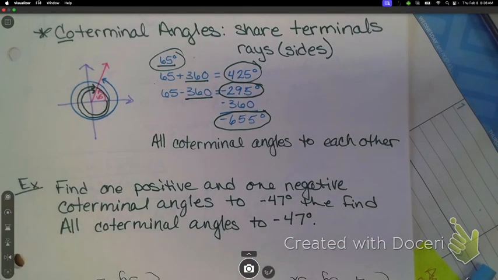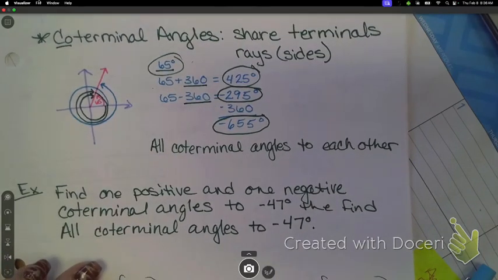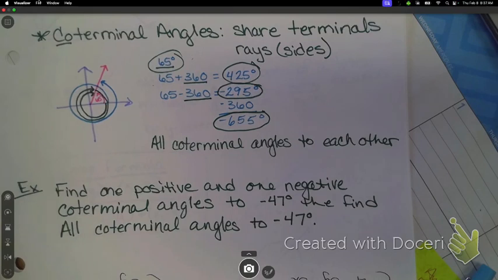Okay, so it says find one positive and one negative coterminal angle to negative 47 degrees. Then find all of the coterminal angles to negative 47 degrees. So if I said 360 was my magic number, correct? Okay, could I use 720? What's the connection between 360 and 720? Just twice. Okay, could I use 1080? Yeah. Because that's just 3 times. So any multiple of 360 I can use, yes?